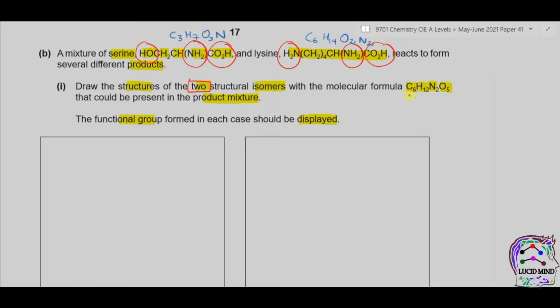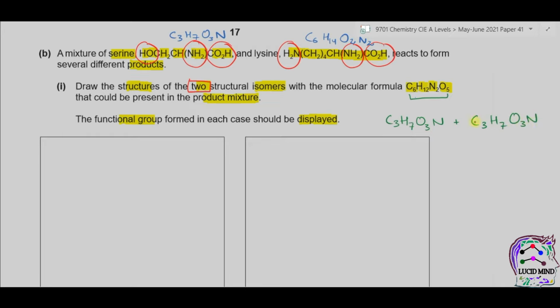Now let's look at this product. We have 6 carbon atoms. Now this product can be formed if 2 serine molecules react with each other. Each has 3 carbon atoms, so it will become 6 carbon atoms. So for example, we have first serine C3H7O3N. It reacts with another serine molecule C3H7O3N.